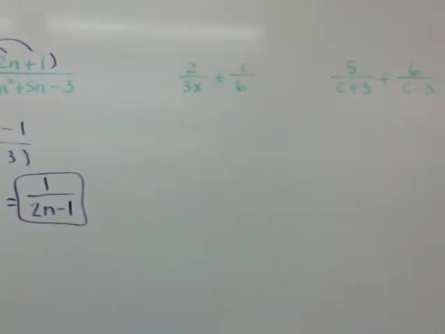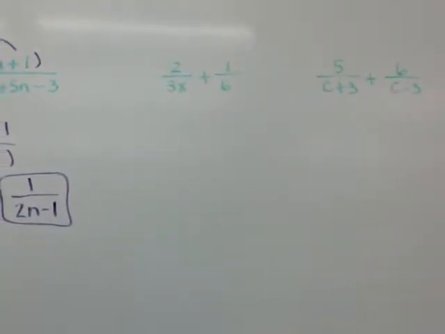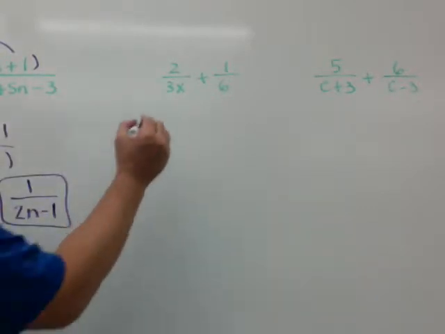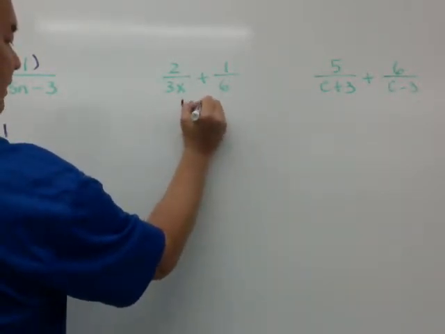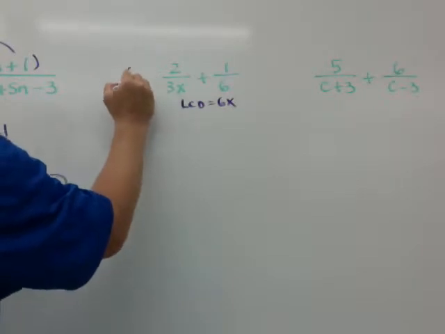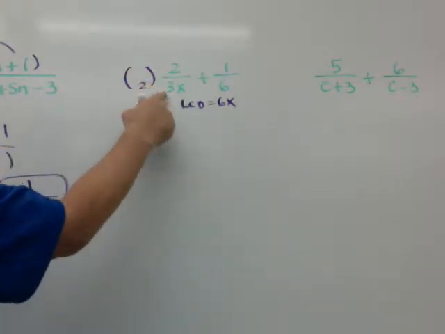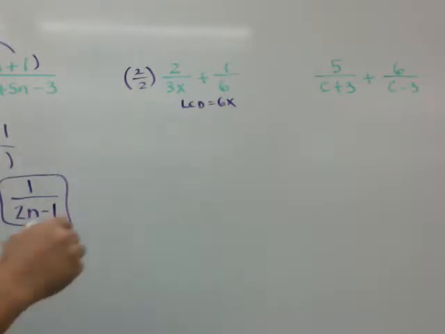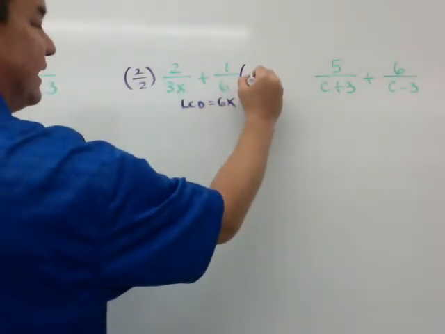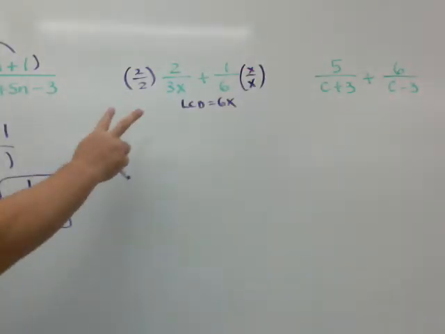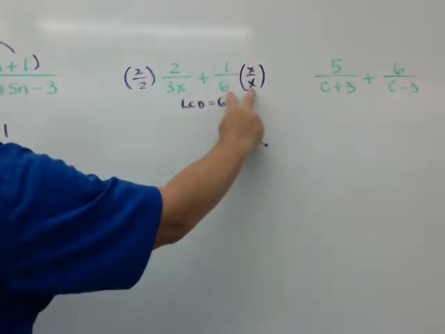Okay. If you don't have common denominators, you need to make common denominators. So over here I have 2 over 3x plus 1 over 6. So my LCD, or my least common denominator, is going to be 6x. So I need to multiply the denominators to get the 6x, which means I need to multiply this by a 2, because 2 times 3x is 6x. So I need to put it 2 over 2 times 2 over 2. And to get this one to be 6x, I'm sorry, just multiply top and bottom by x. So now you can see the denominator here is 6x, and this denominator is 6x.